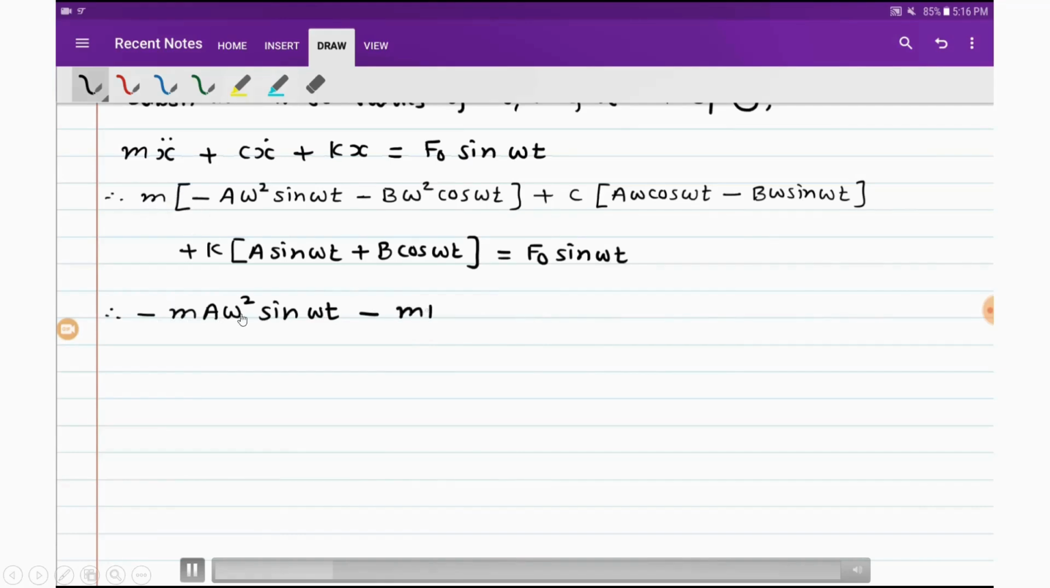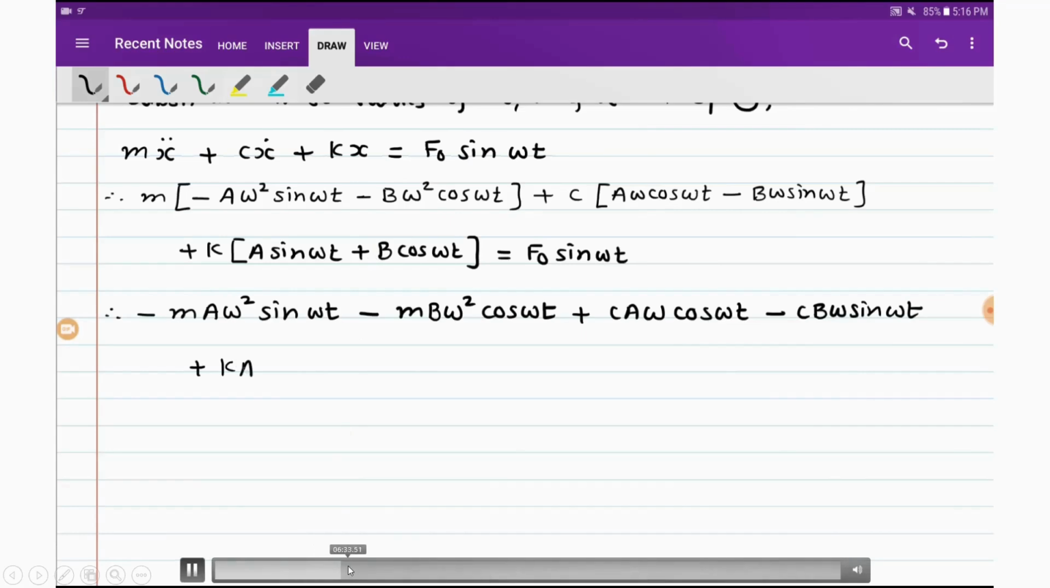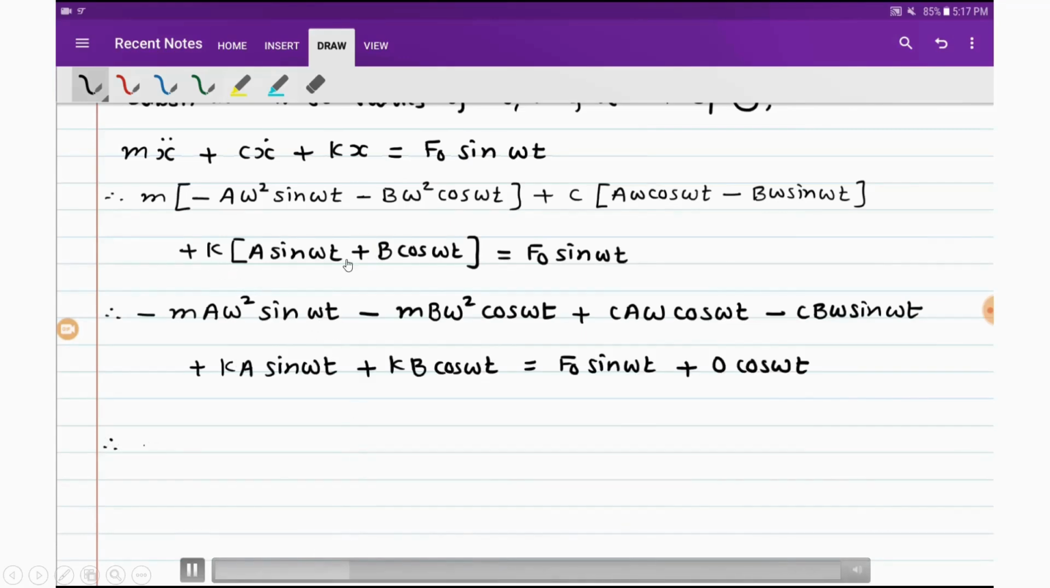So it is minus m a omega square sine omega t, m into minus b omega square cos omega t, that is this particular term, c a omega cos omega t minus c b omega sine omega t plus k a sine omega t plus k b cos omega t is equal to f0 sine omega t, and there is no cos term, so we can say that 0 multiplied by cos omega t.